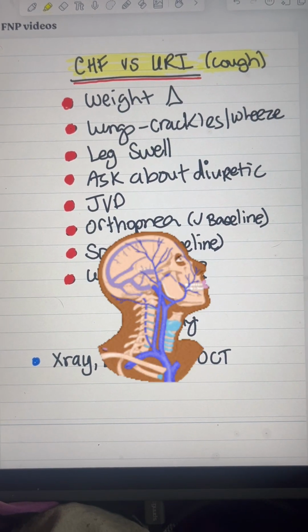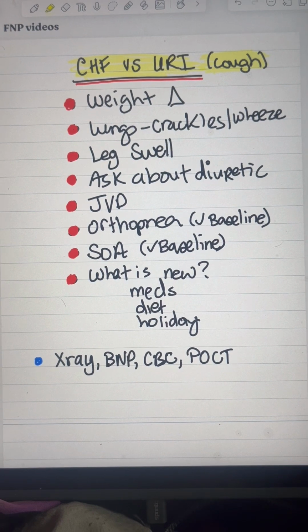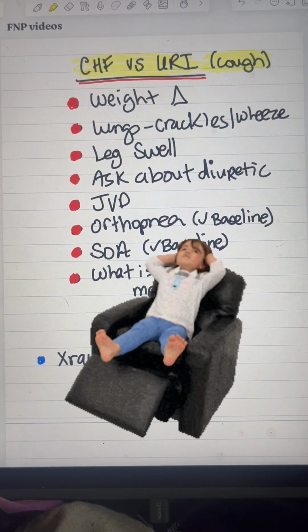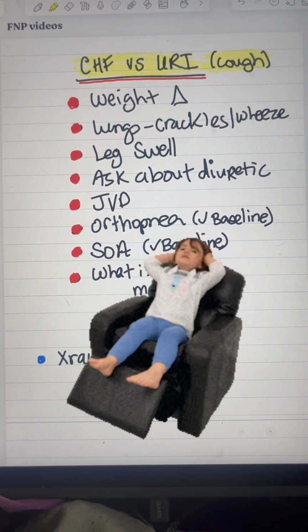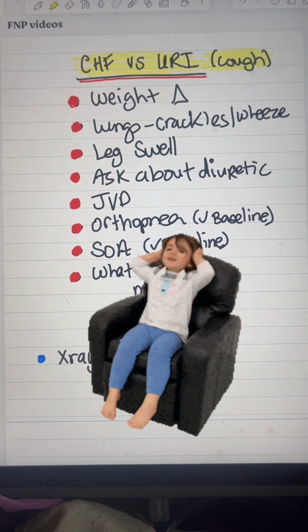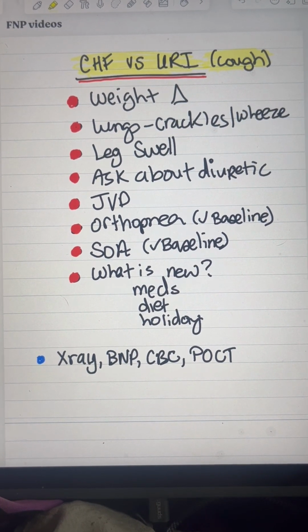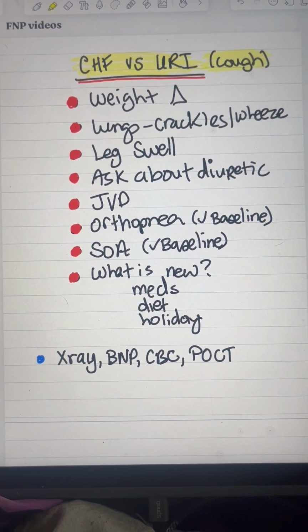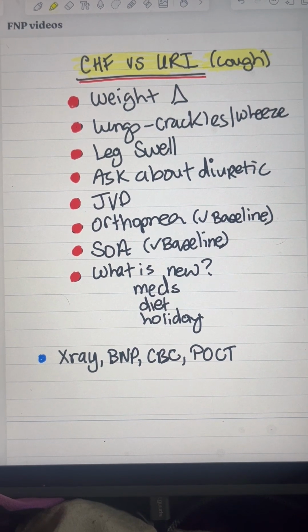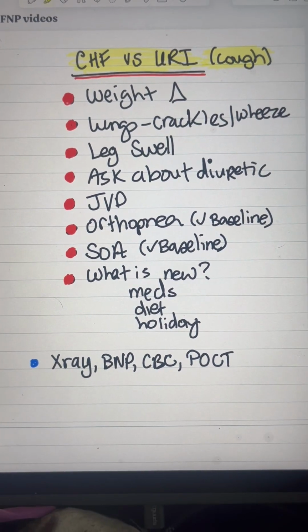Look for jugular vein distension. Ask about orthopnea. So when they're laying down, do they get more short of breath past the baseline? CHF patients a lot of times always have somewhat of a baseline of orthopnea. Ask about shortness of breath. Once again, is it past their baseline? And then a very important thing to ask is, what is new?